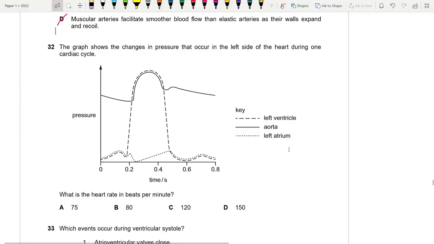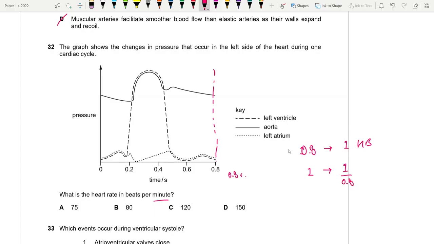32. What is the heart rate in beats per minute? Okay. So this is one cardiac cycle. One cycle takes 0.8 seconds. So think about it. The beats per minute. Basically, in 0.8 seconds, we get one heartbeat. So in 1 second, we're going to get 1 by 0.8 heartbeats. So in 60 seconds, we're going to get 60 by 0.8 heartbeats. Let's see. 60 by 0.8. That gives us an answer of 75. Unitary method, essentially.